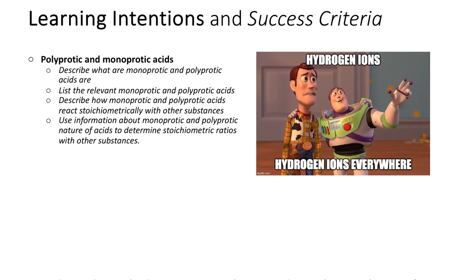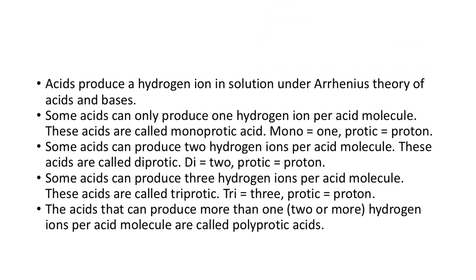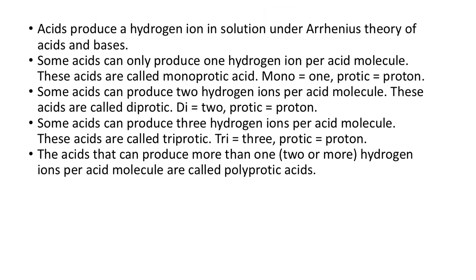Right, so this is what we're going to be learning about. Acids, we know, produce hydrogen ions in solution under Arrhenius' theory, and that's what we're doing in year 11. Some of these acids can produce only one hydrogen ion per acid molecule. There are many acid molecules, and each produces one hydrogen. These acids are called monoprotic acids, mono being one, protic meaning protons. So these acids can only produce one hydrogen ion per acid molecule.